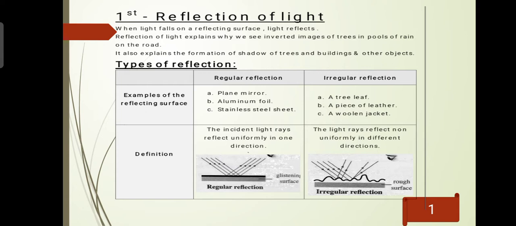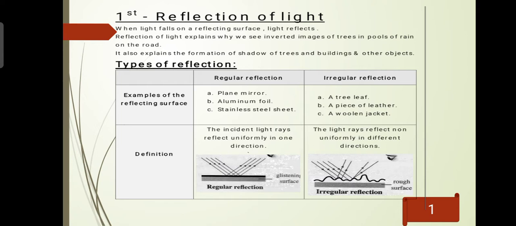So we have two types of reflection: regular reflection or uniform reflection, and irregular reflection or non-uniform reflection. Regular reflection is the reflection when we use a reflecting surface like a plain mirror, aluminium foil, stainless steel sheet, while in irregular reflection we use a reflecting surface like a tree leaf, a piece of leather, a woolen jacket.